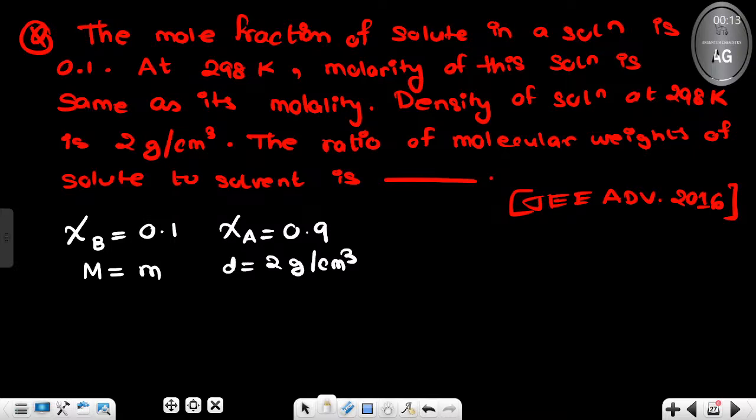What will we start with? Molality and molarity both are the same. So we have to find them in terms of mole fraction, molality and molarity one time. In molality we'll get Ma and in molarity we'll get Mb. So two relations you have already got, solve those two relations. Let us start.